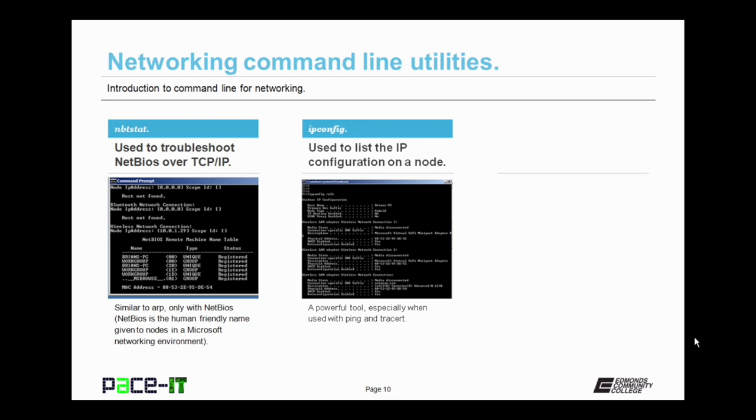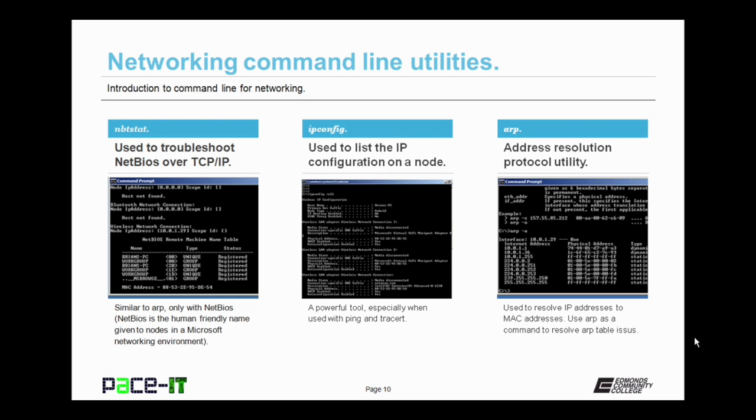I find the ipconfig command to be very useful when I'm troubleshooting networking issues. It lists the IP configuration for a given node. You use it in conjunction with ping and with tracert to determine if there is an IP address conflict.